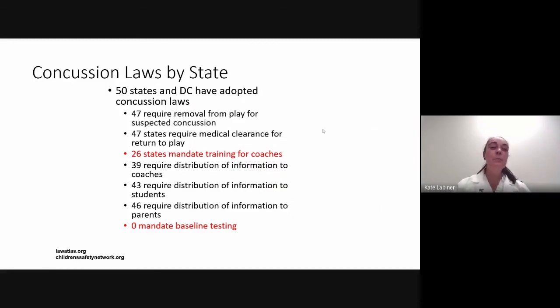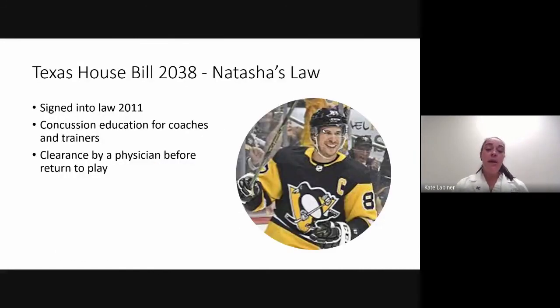In Texas, we have a law that was signed in 2011 that required concussion education for coaches and trainers, as well as clearance by a physician before you return to play. Now, that doesn't have to be a neurologist, but it does have to be a physician.